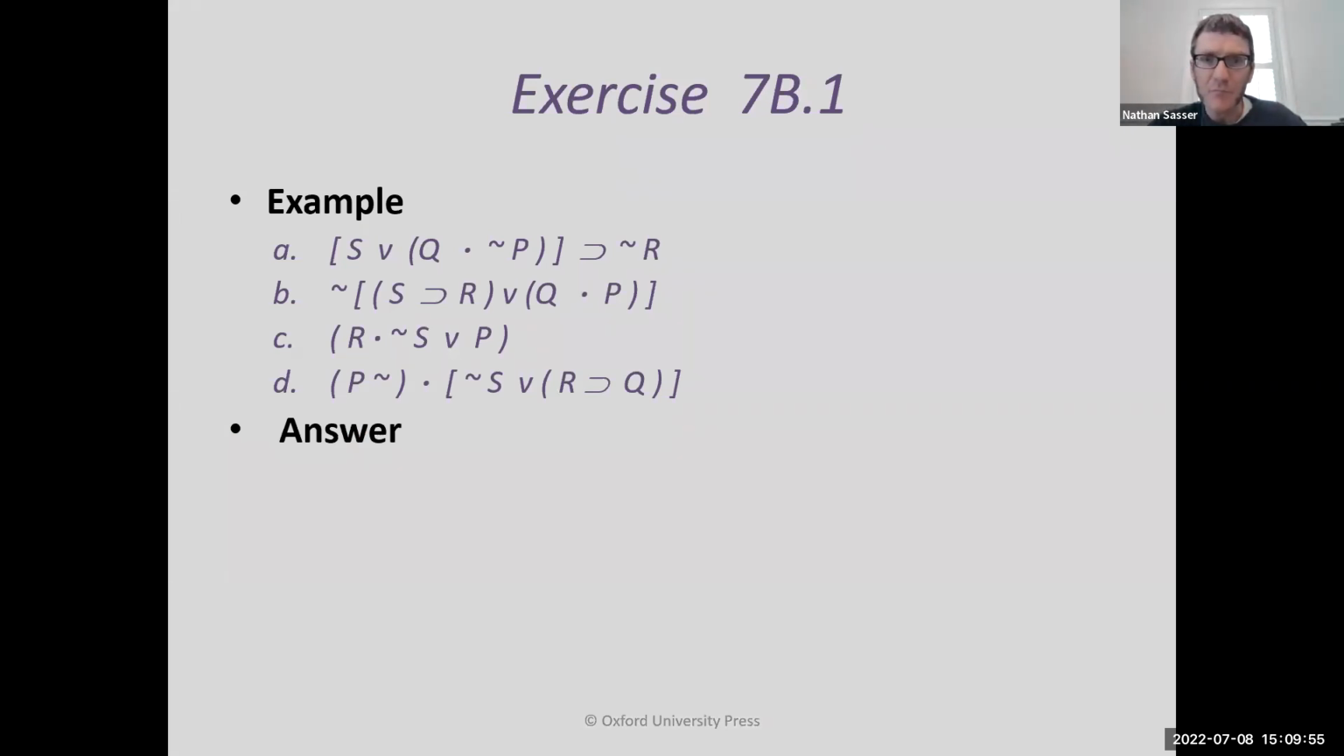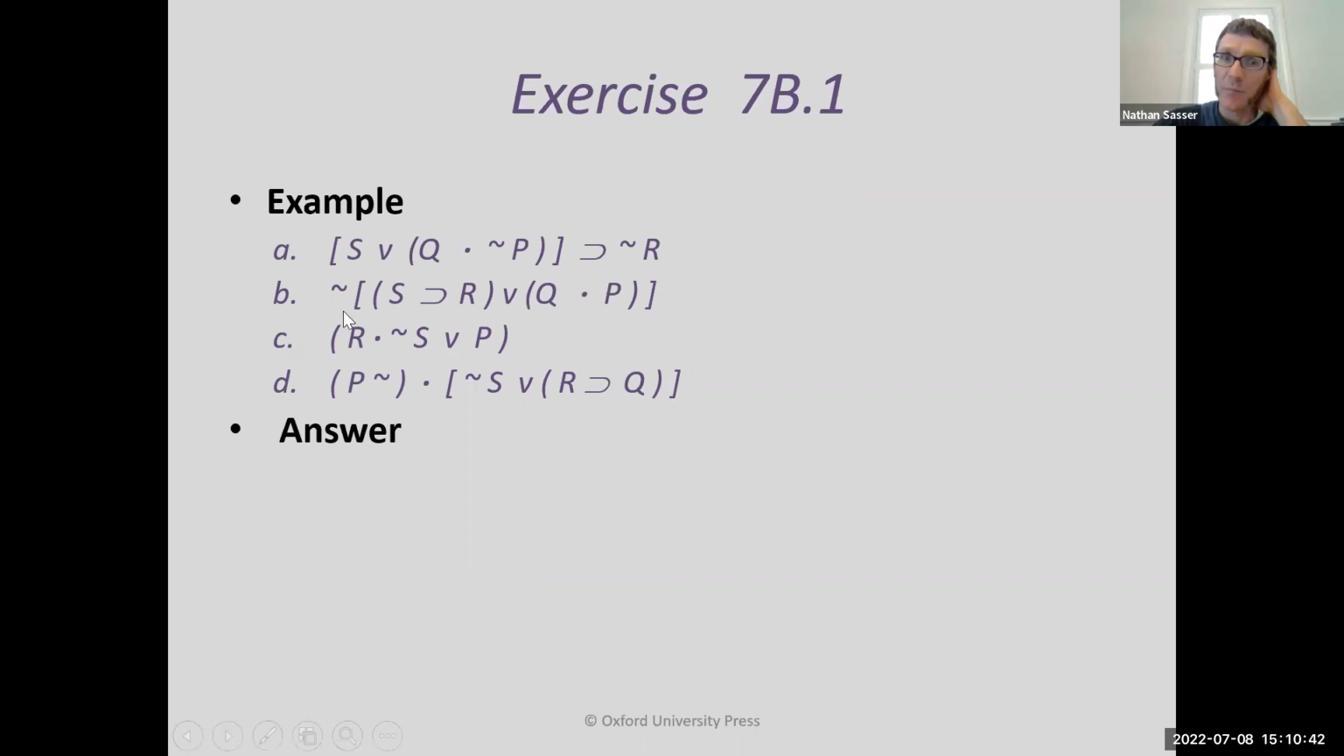Let's see, are these well-formed formulas? Has something gone wrong? And if so, what? Check out A here. Bracket S or Q and not P, and all that is antecedent. If all that, then not R. Does that check out? Yeah, that one's actually good. That all is fine. That obeys all the rules. How about B? It's not the case that either if S then R, or Q and P. Yeah, that checks out too. That's actually fine. You can obey all the rules.